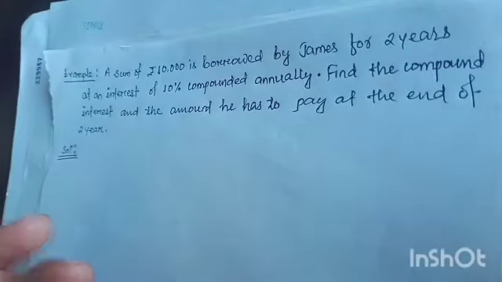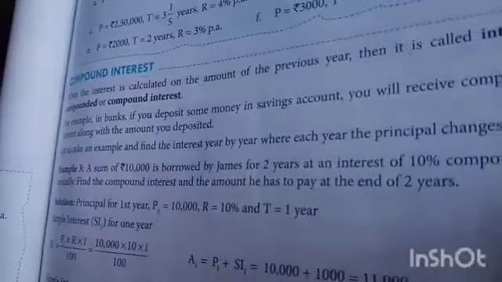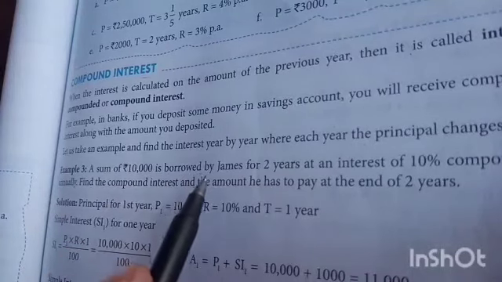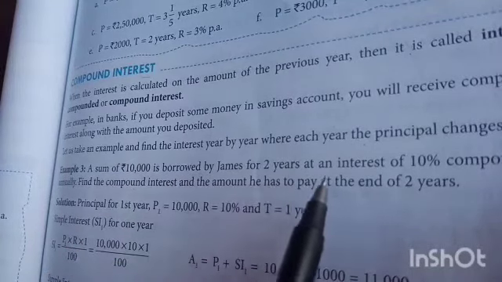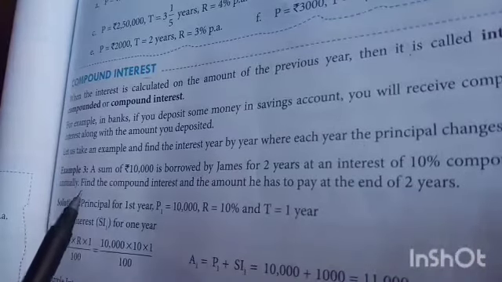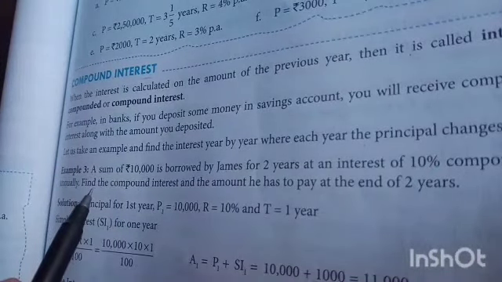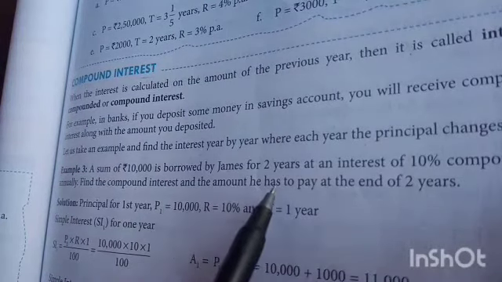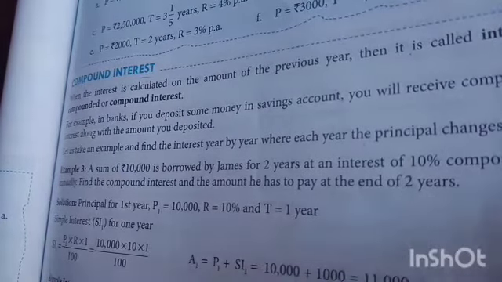So this example I have written here. See this book. Okay. A sum of rupees 10,000 is borrowed by James for 2 years at an interest of 10% compound interest annually. Okay, compounded annually. Find the compound interest and the amount he has to pay at the end of 2 years.